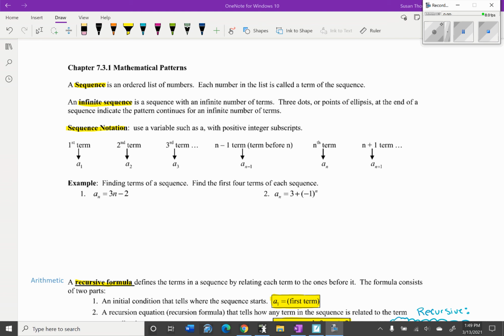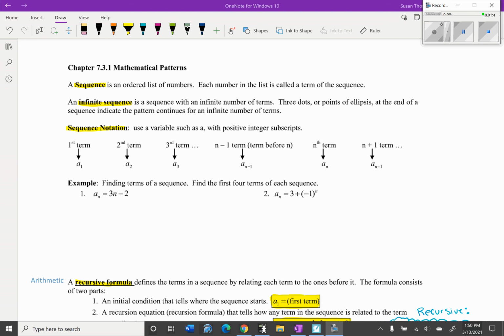Today we're going to talk about mathematical patterns and arithmetic sequences. A sequence is an ordered list of numbers. Each number in the list is called a term of the sequence. An infinite sequence is a sequence with an infinite number of terms. Three dots, or points of ellipsis, at the end of a sequence indicate that the pattern continues for an infinite number of terms.